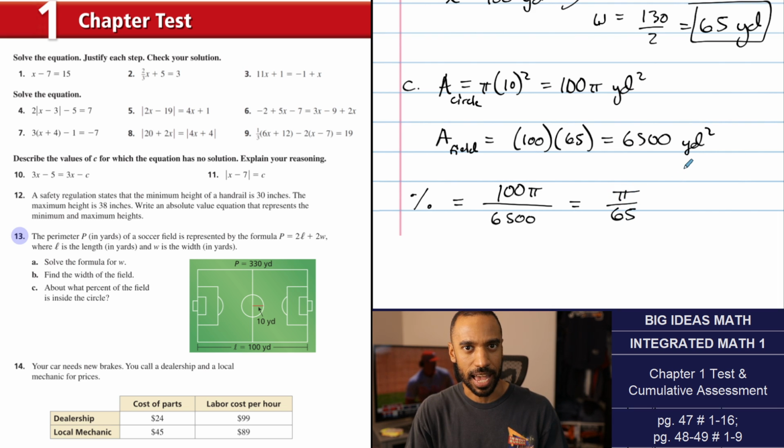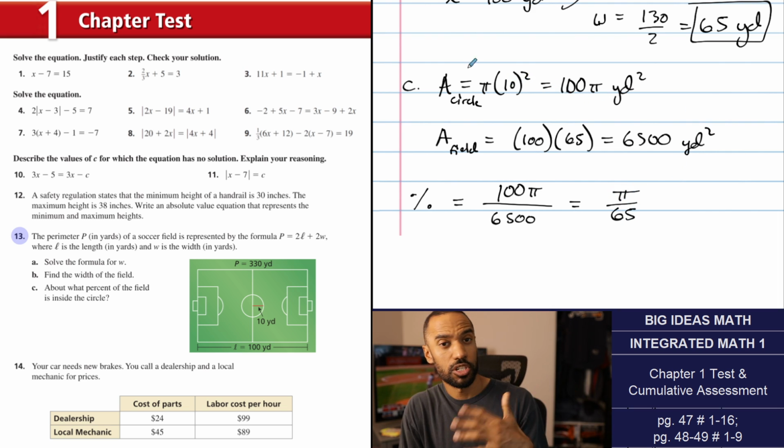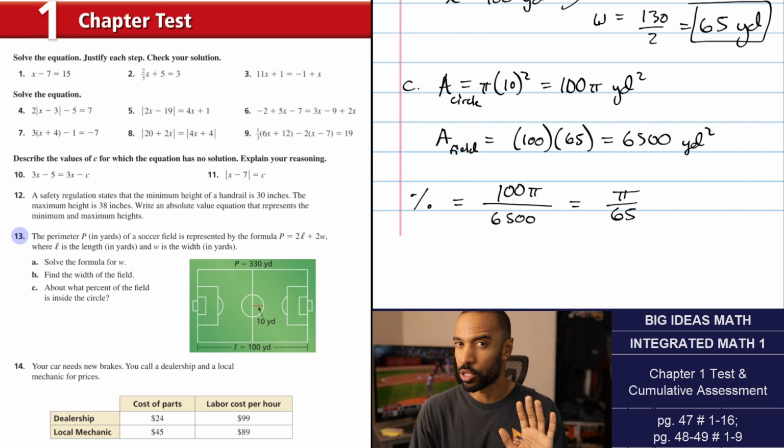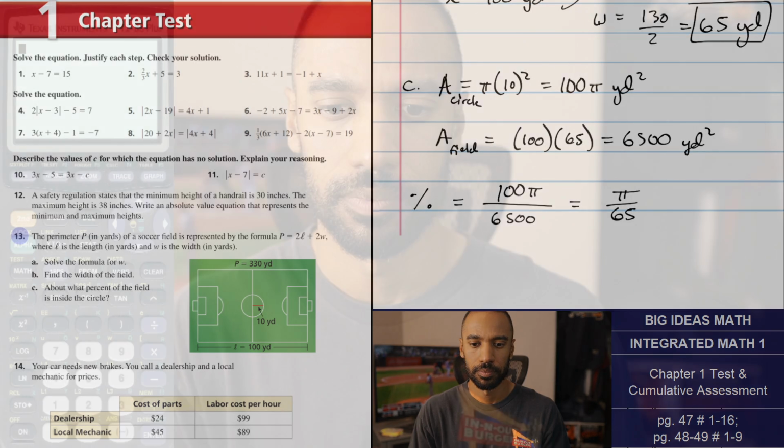Now I'd like to get that exact number. It's 3.14 divided by 65. It's going to be close to 1/20th, close to 5%. I don't know the exacts. Let's figure it out. I'm going to go to my calculator. I'm going to say pi divided by 65.